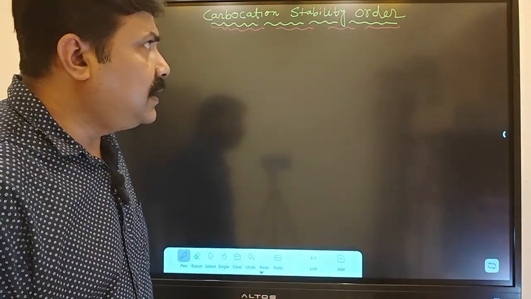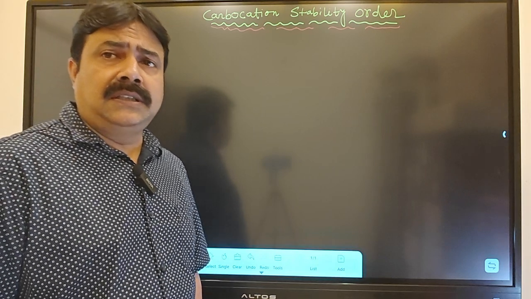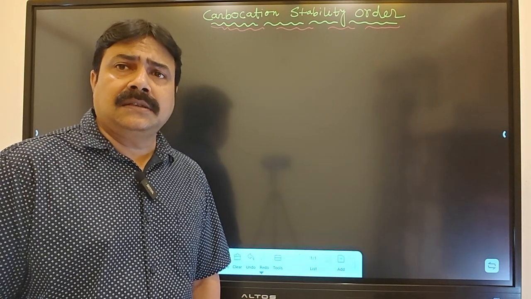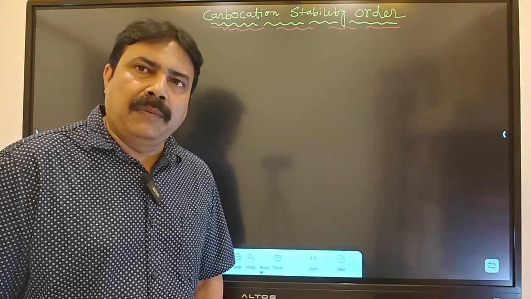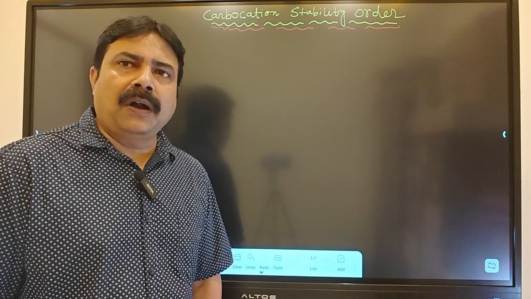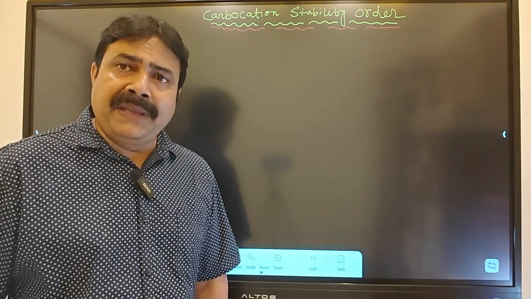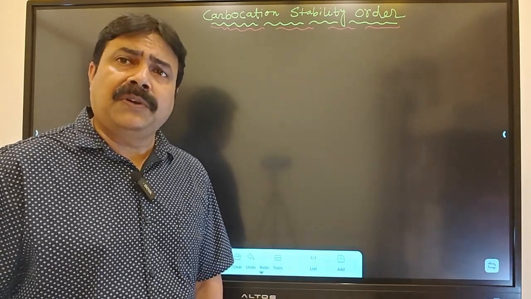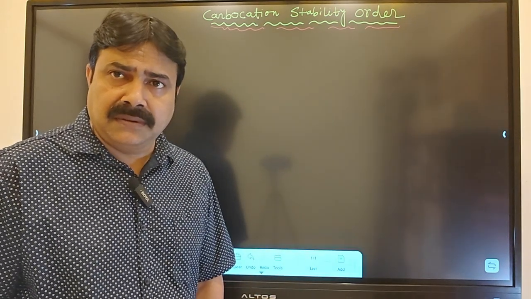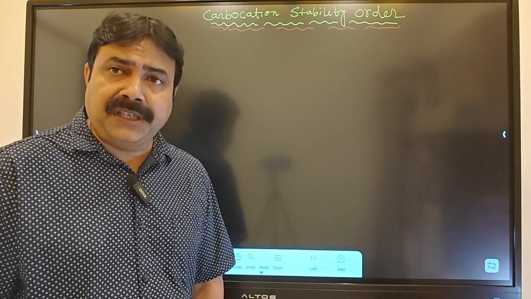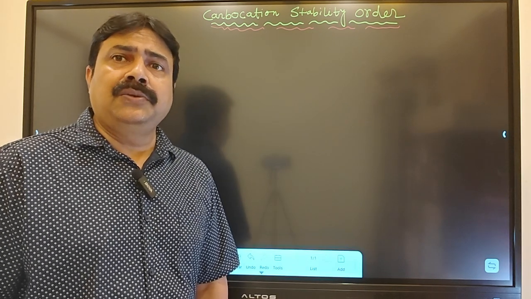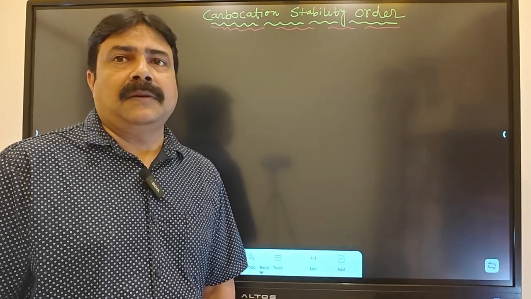So now whenever organic reactions proceed, they proceed via several intermediates. Among them, one of the important intermediates of organic reactions is a carbocation. Based on the stability of the carbocation, the rate of the reaction will be influenced. Their energy profile diagram will be changed. So that's why we need to know the stability of carbocation.